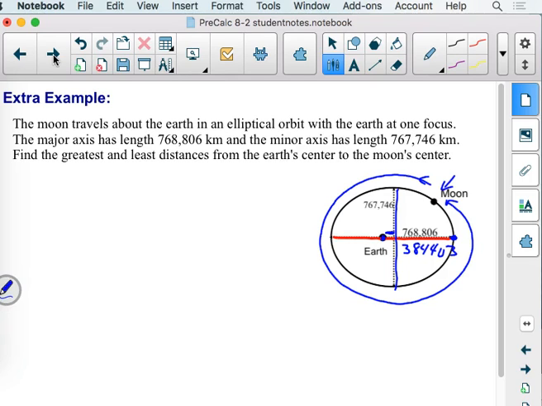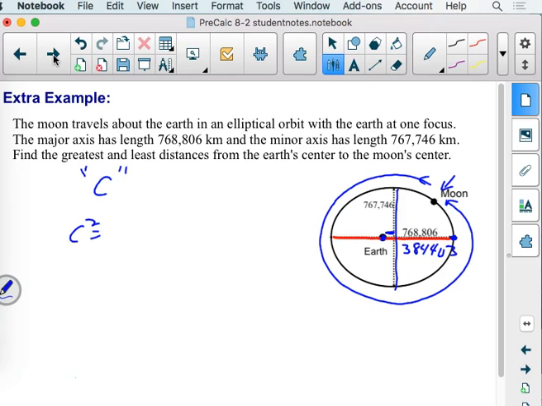The moon travels about the Earth in an elliptical orbit with the Earth at one focus. There it is. It's at focus. So this distance from the center to the Earth is c. And if we can find that, we can just add it to the 384,400 and we'll have it. Well, let's see.